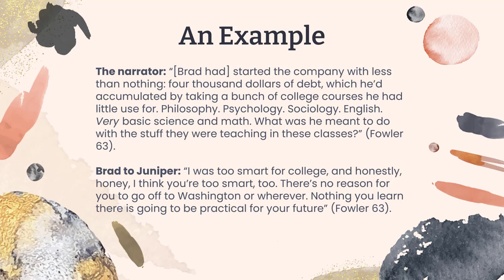And on that same page, Brad mentions to Juniper, "I was too smart for college, and honestly, honey, I think you're too smart too. There's no reason for you to go off to Washington or wherever. Nothing you learned there is going to be practical for your future."